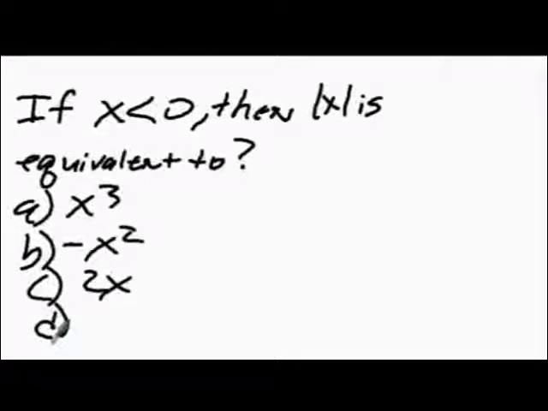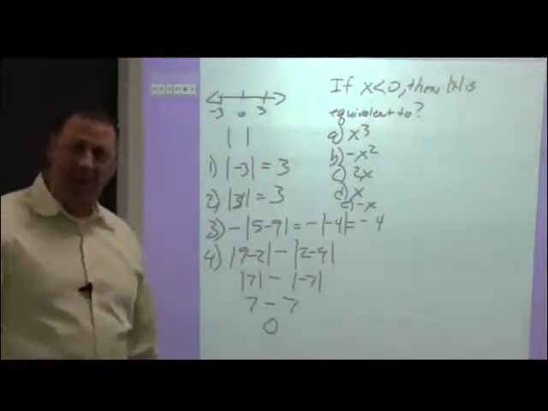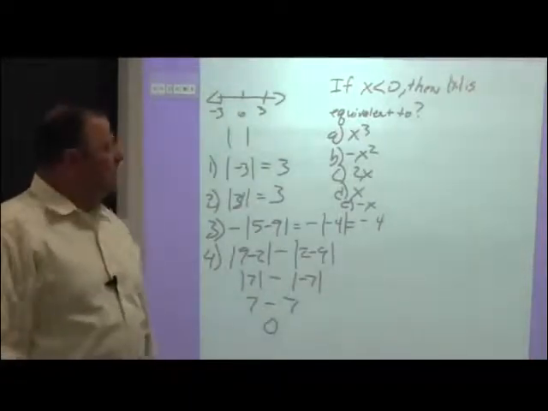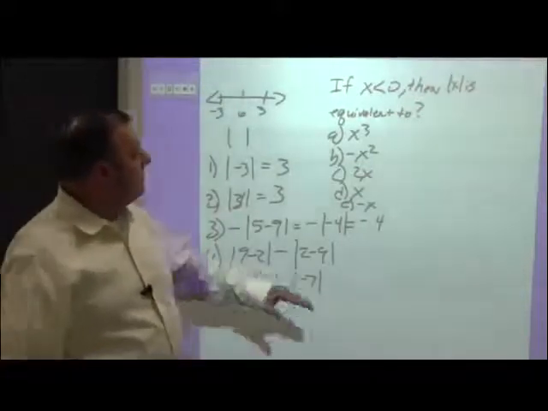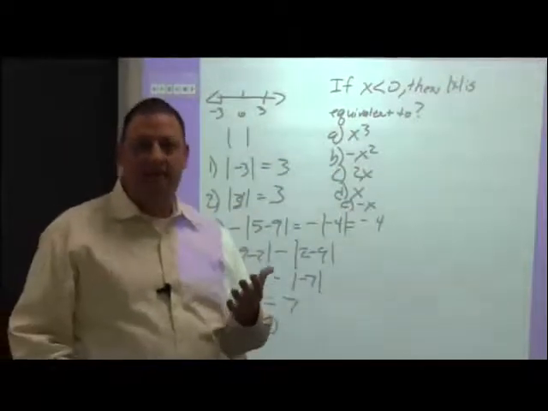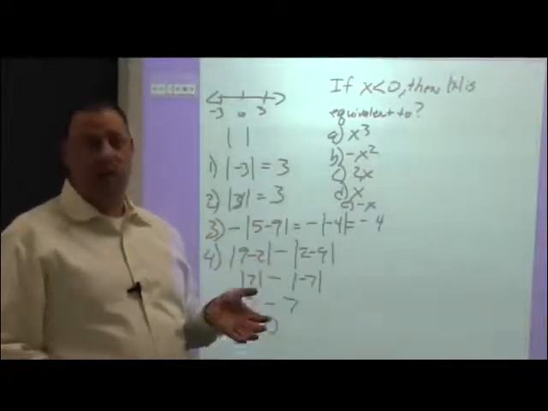Choice D, x. And choice E, negative x. Well, you're looking at that, and it's a very abstract kind of problem with absolute value. I thought absolute value was easy. Well, here's what I would do in this situation. You're given the absolute value of x is less than 0. What does that mean? That means x has to be a negative number. So just think of a negative number, like x equals negative 1.